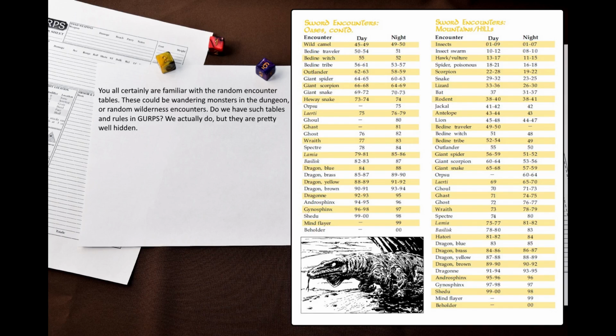You all certainly are familiar with the random encounter tables. These could be wandering monsters in the dungeon or random wilderness encounters. Do we have tables and rules for this in GURPS? We actually do, but they are pretty well hidden.